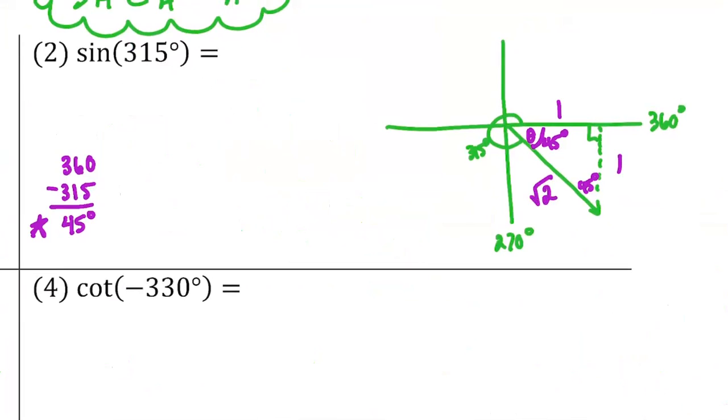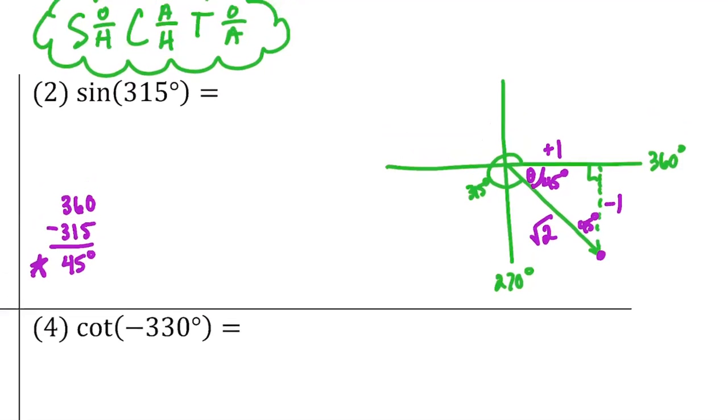Now we do want to take care of signs because if my angle falls in quadrant 4, I have to go right and then down. Right just means that it's going to be positive. Down just means it's going to be negative. And now we can find our function. Sine we already know is going to be opposite over hypotenuse.